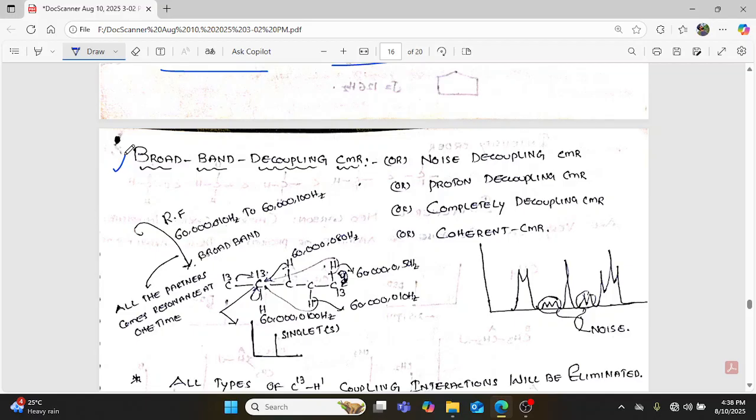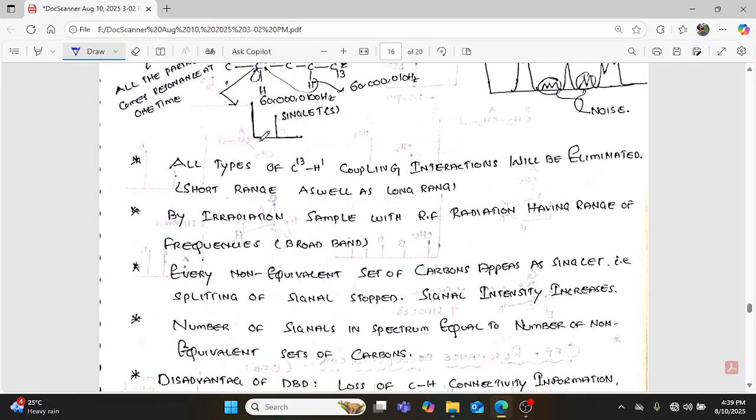We may have different kinds of carbons. Eliminate all kinds of interactions. The interactions may be C13 hydrogen short range couplings, or C13 hydrogen long range couplings. Eliminate all. Thereby the spectrum will be clean. For every kind of carbon, you will get a singlet. So in case of broadband decoupled spectra, we will observe all the signals as singlets only.